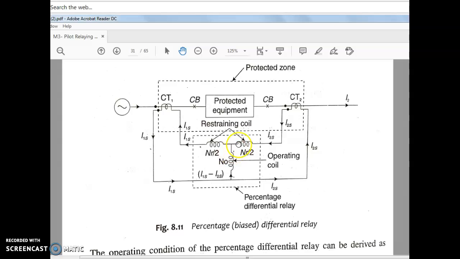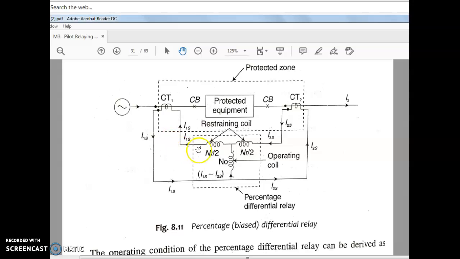The operating coil is connected at the midpoint of the restraining coil, as shown here. The restraining coil number of turns is NR, but it is connected at half. The middle of it is connected to the operating coil, so there are half the turns here and another half here. The number of turns here is NR by 2 and here is NR by 2. So this is tapped at the center. It forms two sections with an equal number of turns, that is NR by 2.